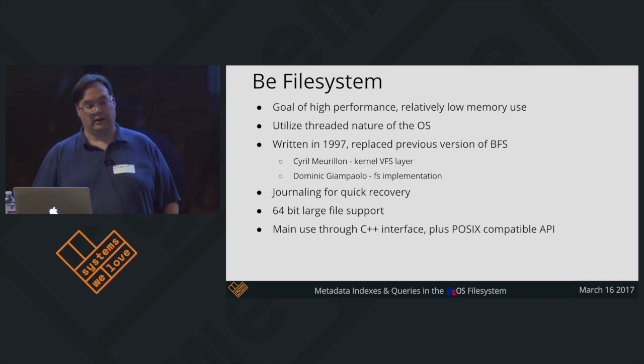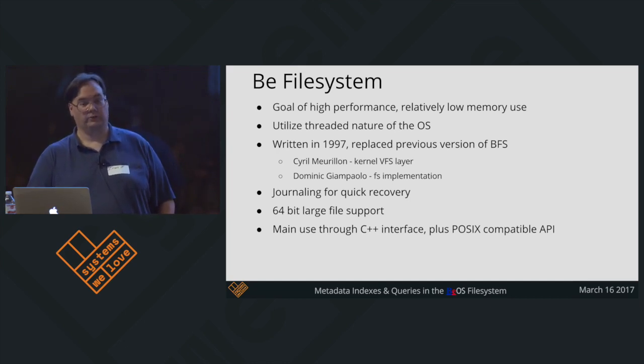BFS also had features that other file systems weren't presenting at the time, with 64-bit file support and also journaling for quick error recovery after a crash. And it used the same object-oriented API like the rest of the operating system, but you still had a POSIX compatible interface for any other programs that you wanted to build, whether it was standard C or open source things you would get online.